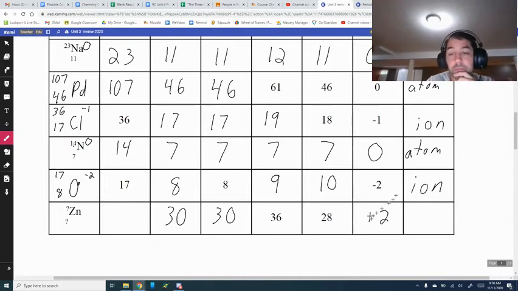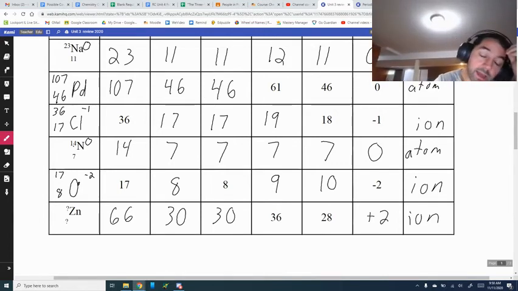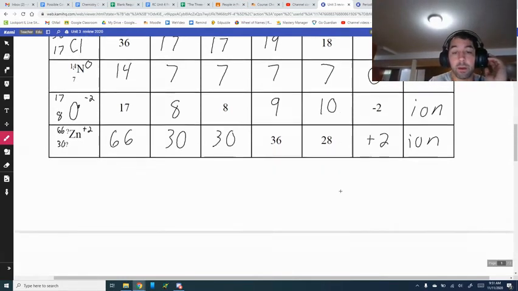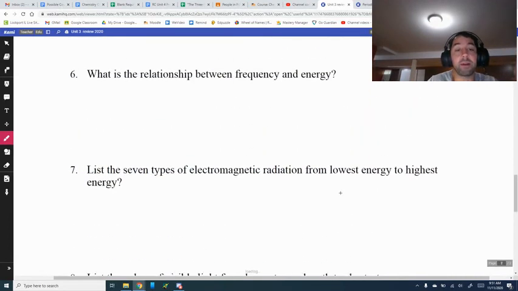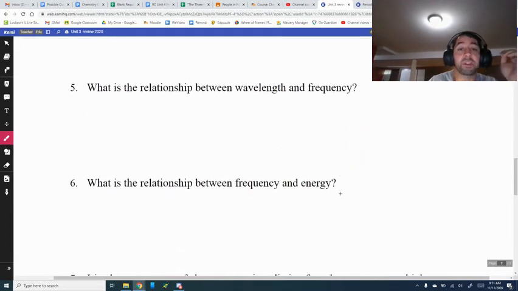Okay, so that is an ion. And now we can figure out our mass number. 30 plus 36, that is 66. And then we can complete our isotope notation up here. So 66 right there, 30 down there, and +2 right there. All right, so the rest of these I'm not actually going to write, because you don't need to sit here and watch me write. I can just explain them.